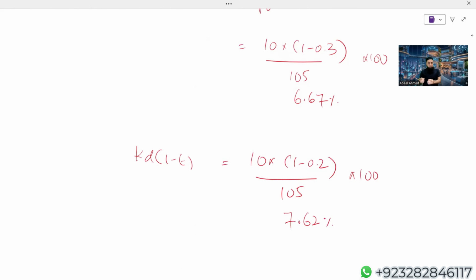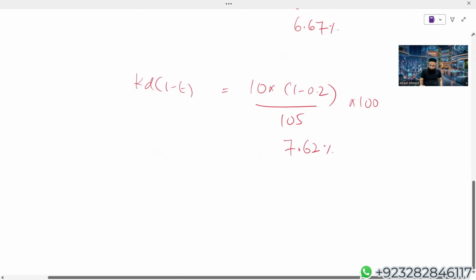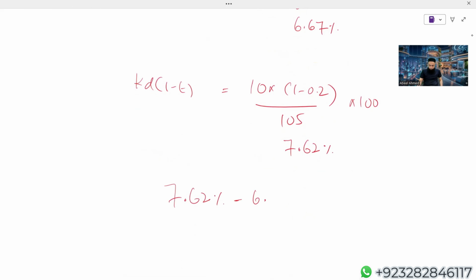But again, this is not the answer. They have categorically asked what is the impact on Kd(1-T). The impact is 7.62 is going to be Kd(1-T). Previously, it was 6.67. So here comes the impact, which you have to see in your multiple choice questions, the multiple choices which the examiner might give you. But here they have not given us anything. So actually, student, I'm getting 0.95%. The interpretation is Kd(1-T) will increase by 0.95%.